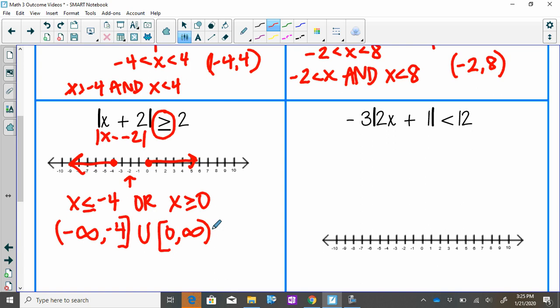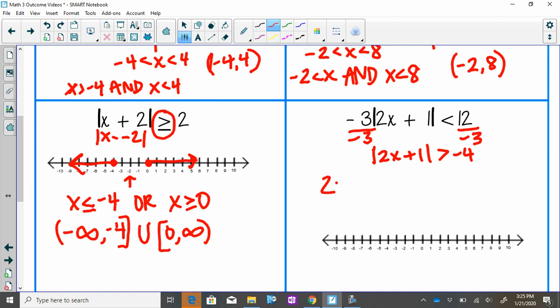It's not always going to be easy to just use the number line to solve, so we also want to know how to set these up algebraically. You're always going to isolate the absolute value bars first. So I'm going to start by dividing by negative 3, since negative 3 is getting multiplied by the absolute value. Be careful to never multiply your negative into the absolute value bars. So we have the absolute value of 2x plus 1 is greater than negative 4, because when I divide by a negative, my inequality symbol flips around.